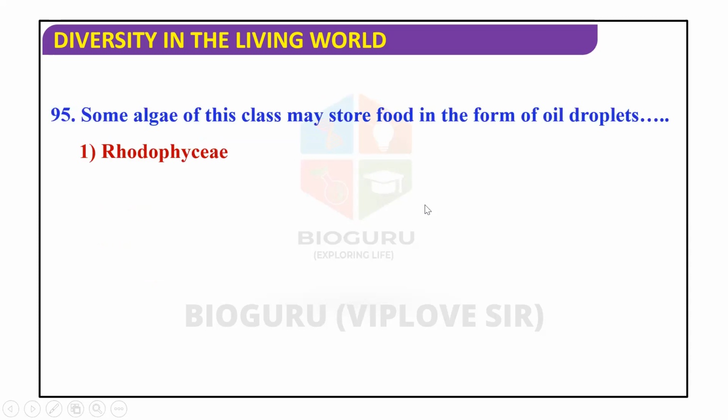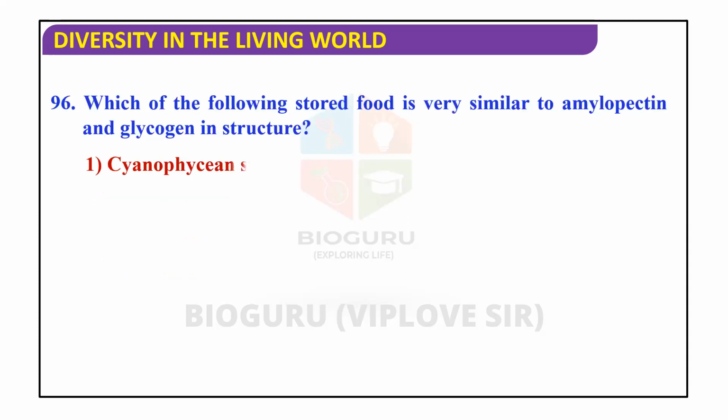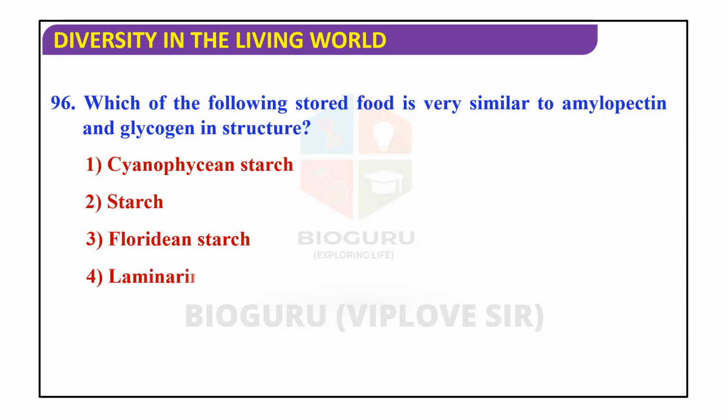Some algae of this class may store food in the form of oil droplets: Rhodophyceae, Chlorophyceae, Phaeophyceae, Cyanophyceae. It is Chlorophyceae. Which of the following stored foods is very similar to amylopectin and glycogen in structure? Cyanophycean starch, starch, floridean starch, or laminarin. Yes, it is floridean starch.